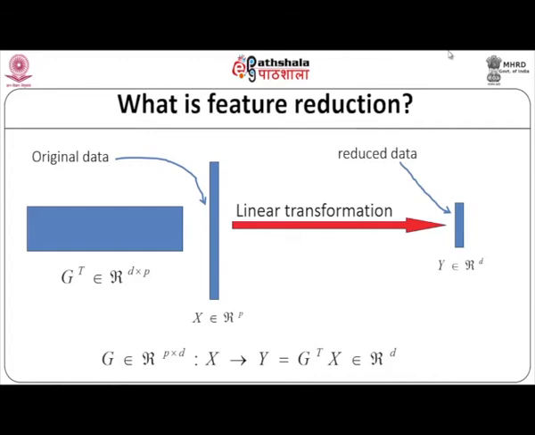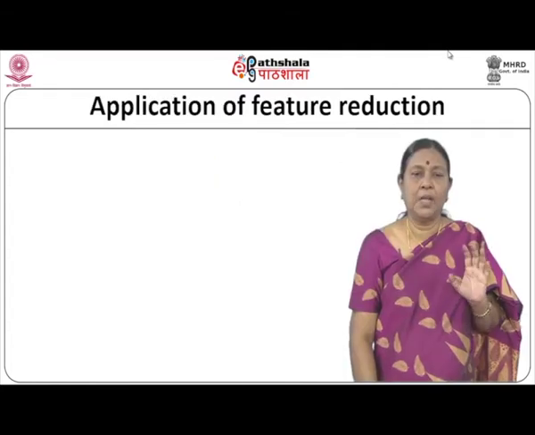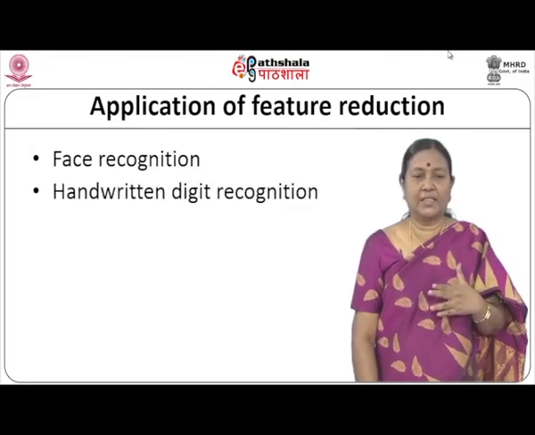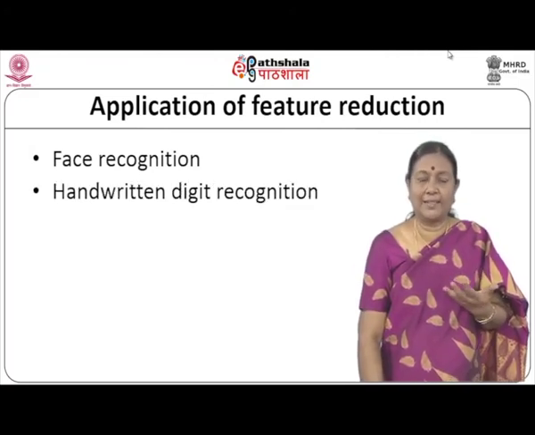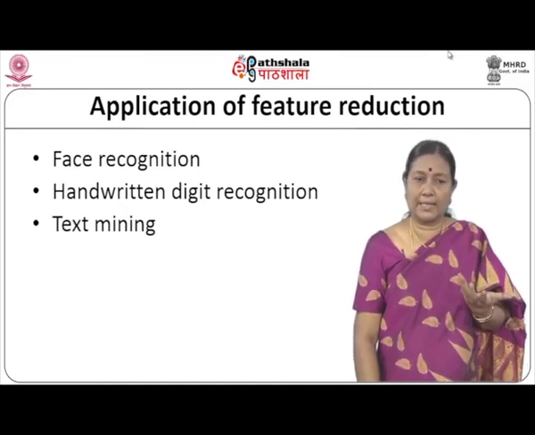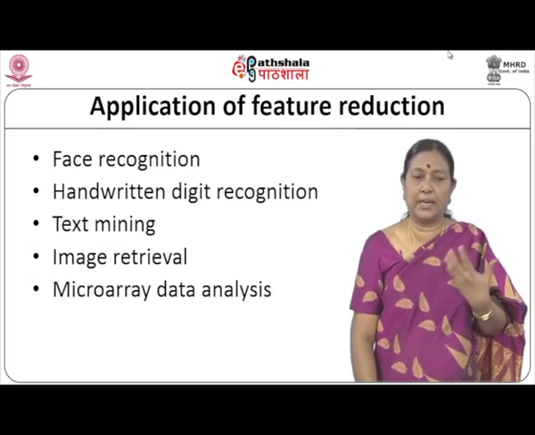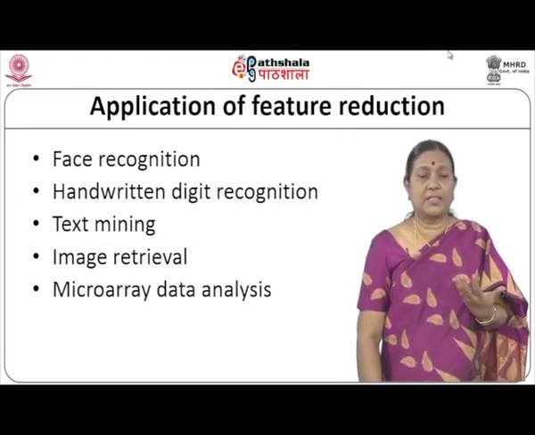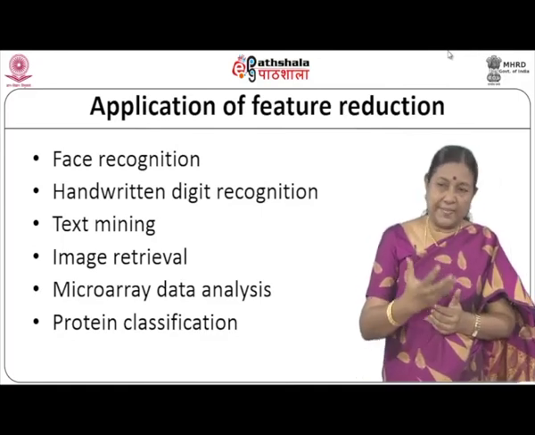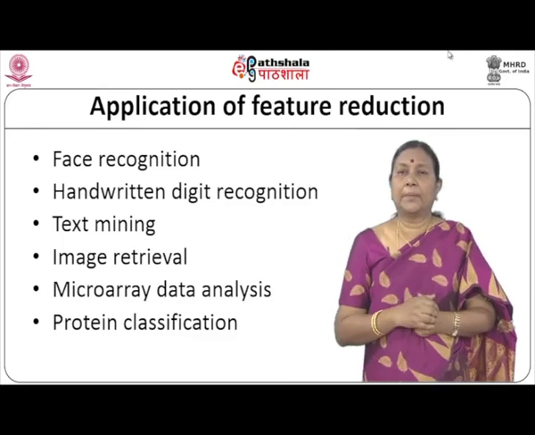How do you get this linear transformation? That is the fun part. We will look at that when the different techniques tell you how to find this. There are mathematical techniques available. Before we go further, let us talk about the application of feature reduction. It is used for face recognition and handwritten digit recognition, those two are image processing problems. It is used for text mining, text image retrieval, again image processing, microarray data analysis, and protein classification. So, many problems, typically classification type of problems, use this type of feature reduction.